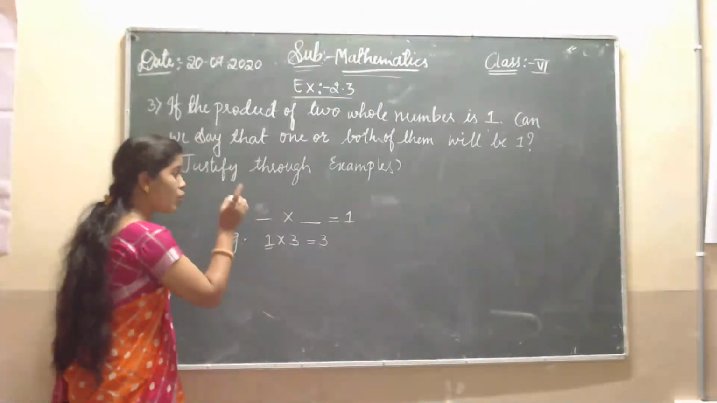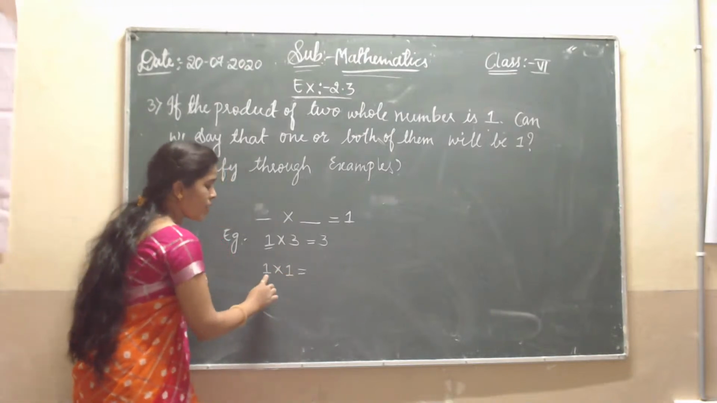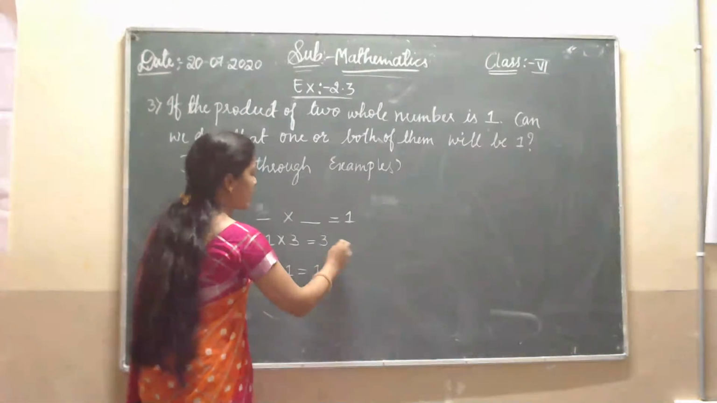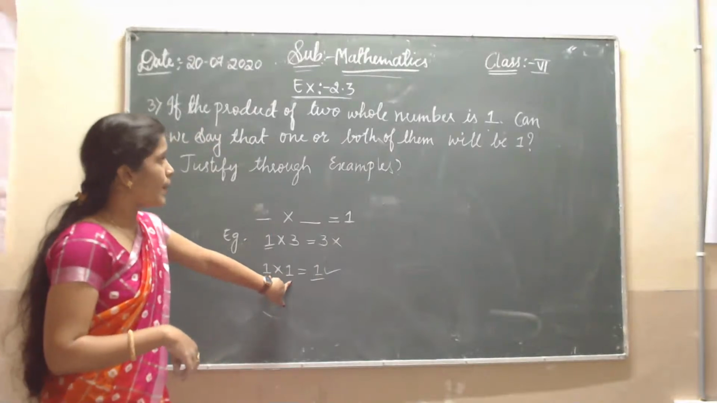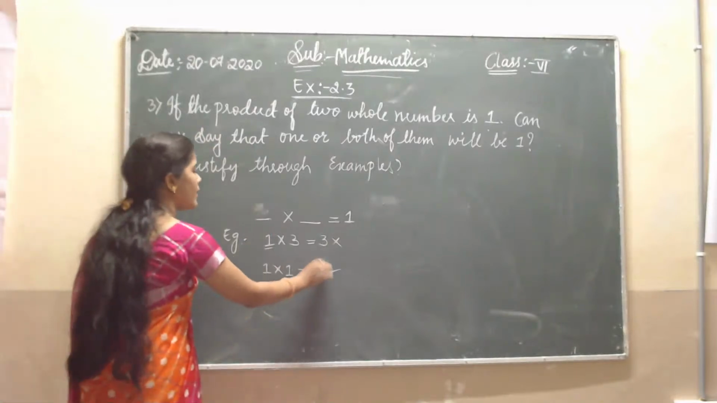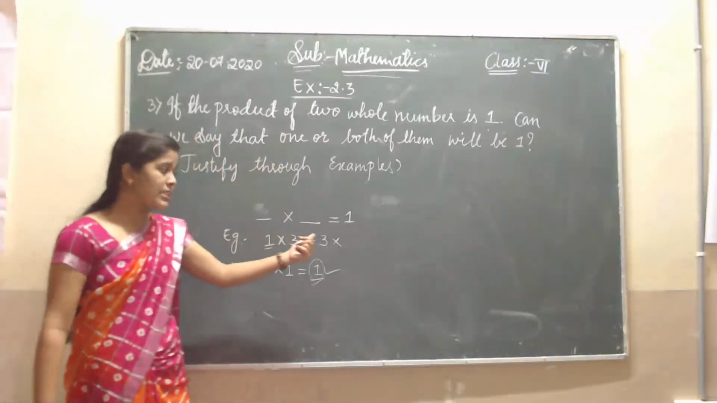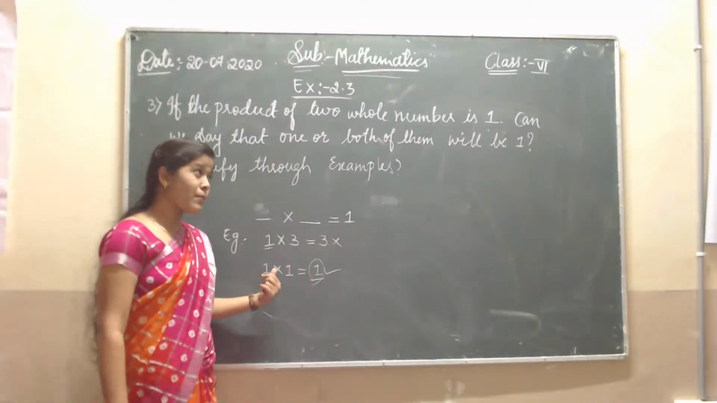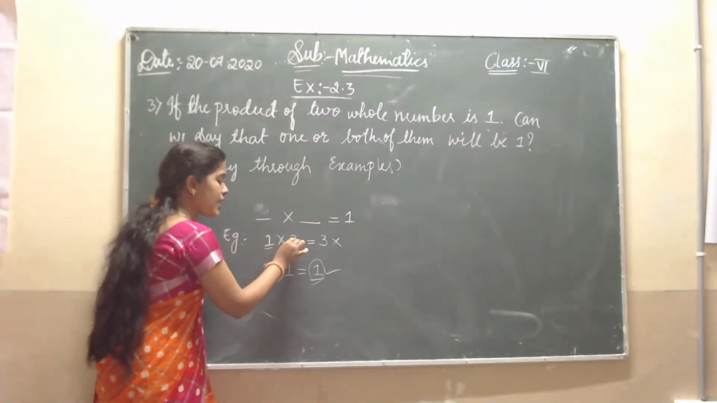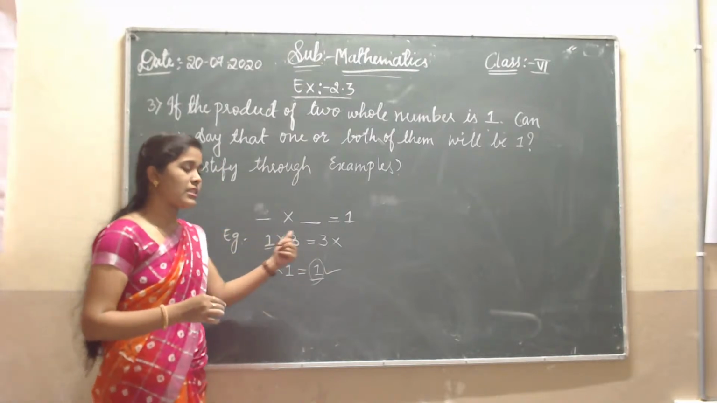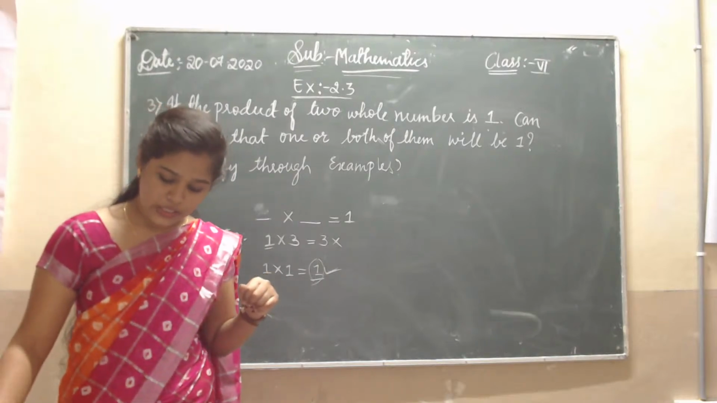Next, we can say that one or both of them will be 1. Take both numbers as 1. 1 into 1 is 1. So this answer is correct, but the other is not. If the product of two whole numbers is 1, can we say that one or both of them will be 1? Only if both numbers are 1 is it correct, but just one being 1 is not a correct answer, because 1 into any other whole number gives the same number. 1 into 3 is 3. Hope you understood.